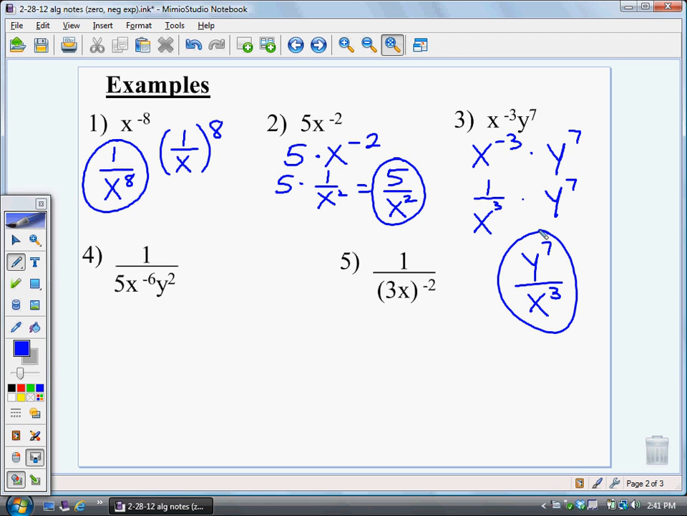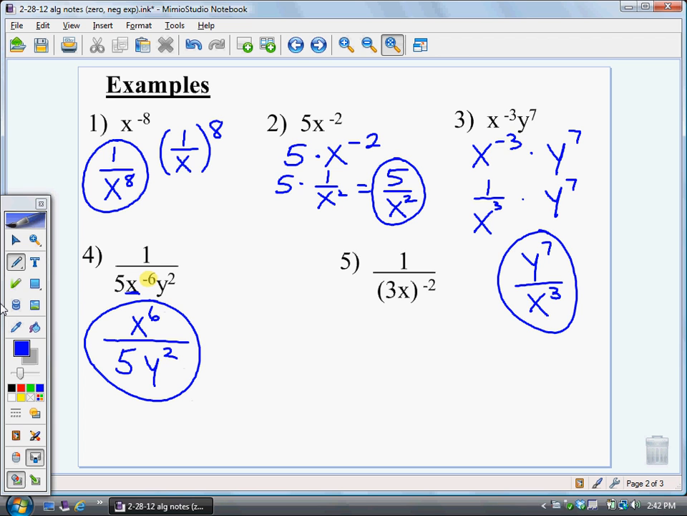Now 4 and 5 get a little bit trickier because of the negative exponents being in the denominator. Generally, what I would talk about is if the exponent's negative, and here I have a negative exponent, what you want to do is take that base and move it to the top. So I want to take my base of x, and that's going to go to the top. And that will change the exponent from a negative to a positive. And then on the bottom, I still would have the 5, and I still would have the y squared, and that's going to be the answer.